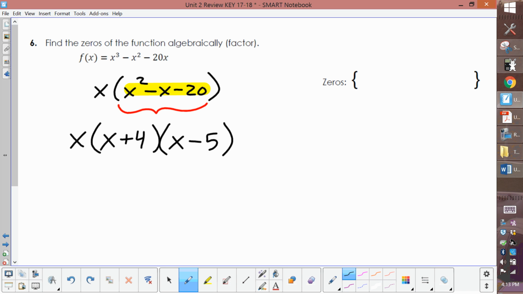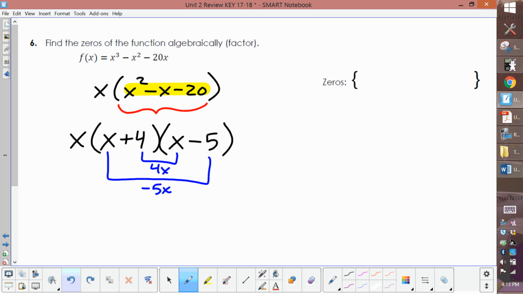I might have to flip-flop these. I might have to change my signs. When I'm checking with FOIL, I don't waste my time checking this part of FOIL, the first. X times x is x squared. I know it. I don't waste my time checking this part of FOIL, the last. I know positive 4 times negative 5 is negative 20. But I do check my outers and my inners. Here's my inners, 4x. Here's my outers, negative 5x. And when I combine those, it does make negative 1.